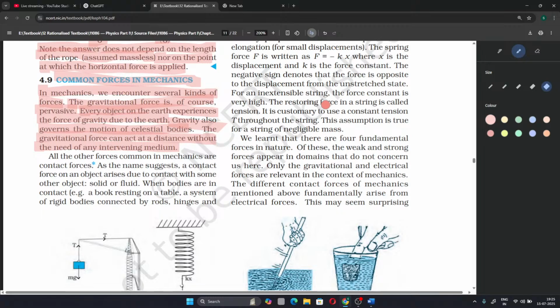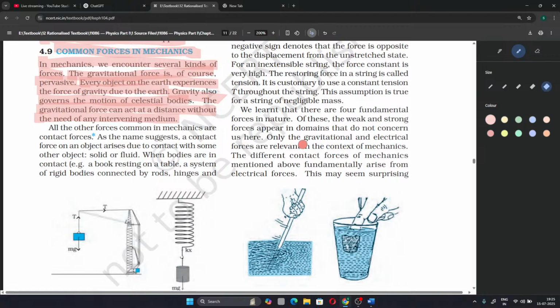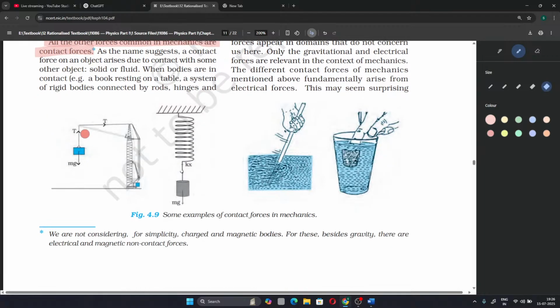The gravitational force acts at a distance without the need of any intervening medium. There is no need for a medium, be it air, be it water, be it vacuum. The gravitational force doesn't require anything. All the other forces common in mechanics are contact forces.